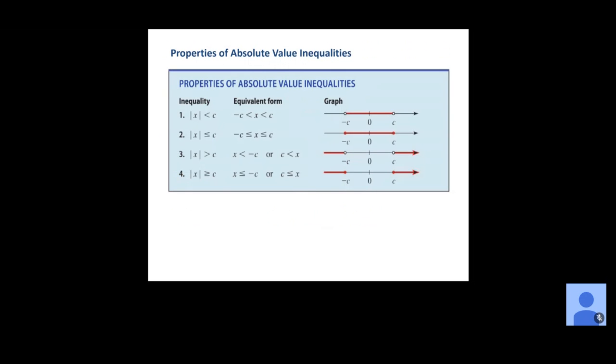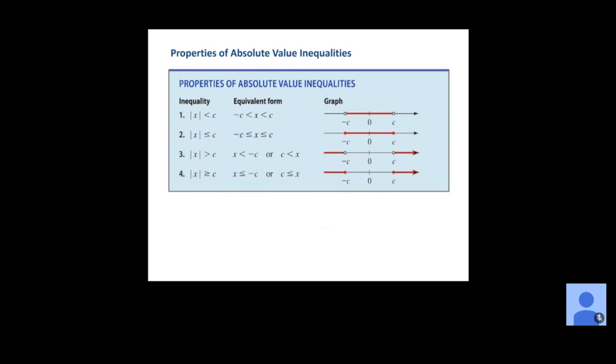All right, now absolute value inequalities. So if we have the absolute value of x less than c, that means that negative c is less than x is less than c. So x is somewhere between c and the opposite of c. Because there's no equal to on that, both of the c and the negative c are going to get open circles, and then we're just going to shade everything in between.